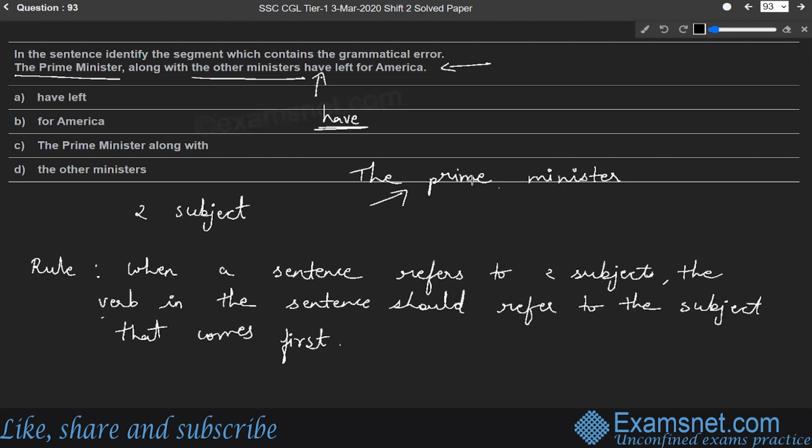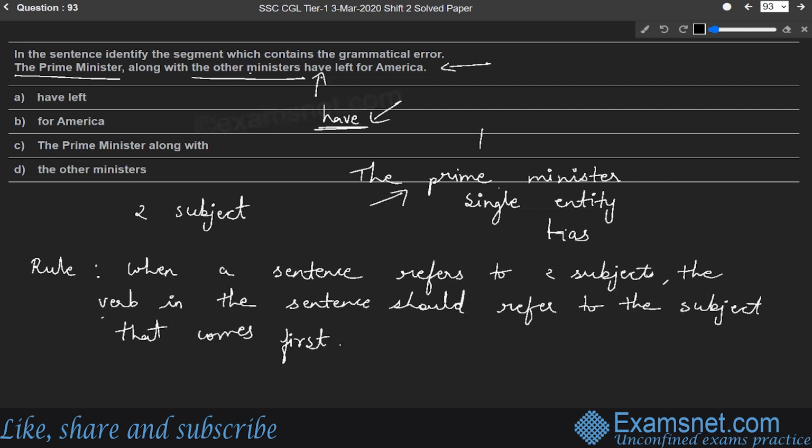Prime Minister is a single entity. Prime Minister is a single person. That is why it is a single entity. And for a single entity, we use has verb. Okay. But here in this question, have is given, which is for so many peoples. Okay. And have is for the other ministers. But according to the rule, the verb should refer to the subject that comes first.